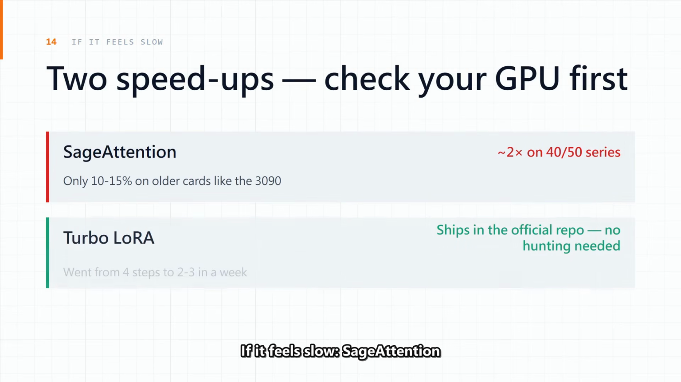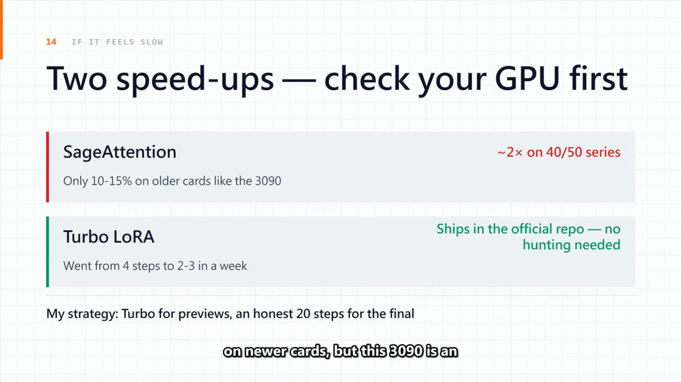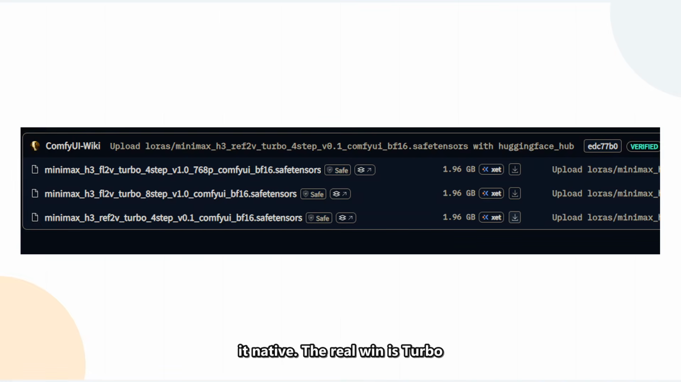If it feels slow, Sage Attention officially claims around 2 times on newer cards, but this 3090 is an older architecture and I only got a bit over 10%, so I just ran it native. The real win is Turbo LoRA. Within a week, it went from 4 steps down to 2 or 3, and the official repo ships it, so you don't have to hunt for it. My strategy, Turbo for previews, 20 honest steps for the final.